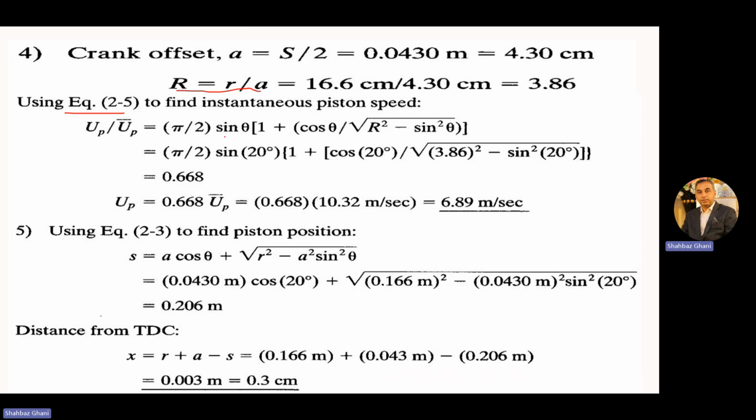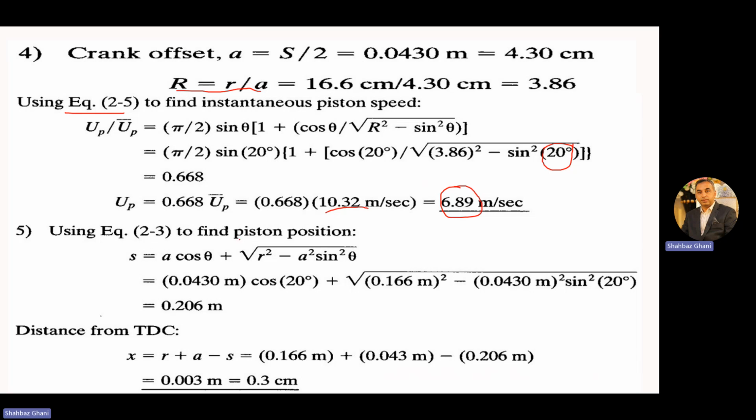Now to find the instantaneous piston speed, we know the formula from this equation. Using that equation, we put in the values and we find the instantaneous piston speed, that is 6.89 meters per second at the end of the combustion stroke when your theta is 20 degrees. Remember this thing: when the piston is at 20 degrees from TDC, your combustion finishes. At that time, the instantaneous piston speed is 6.89, but your average piston speed is 10.32 meters per second.